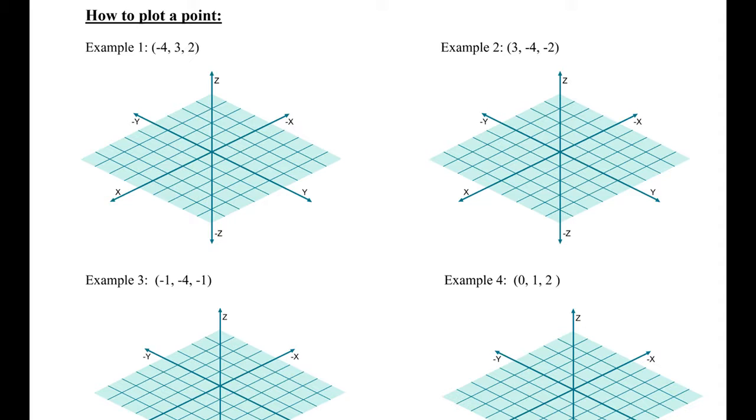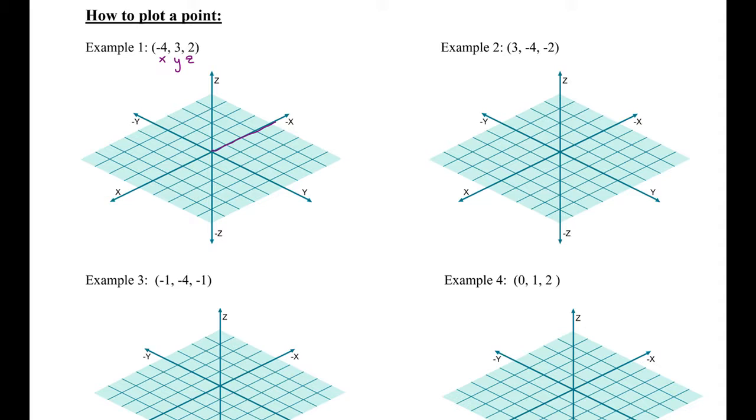So the first thing to notice is that there are three axes. I have an x-axis, a y-axis, and a z-axis. We also have a positive and a negative direction. So starting at 0, your ordered triple is x, y, z. So I'll start at 0, and I'm going to move 4 in a negative x direction because my x value is negative 4. So I'm going to move 1, 2, 3, 4 spaces along my negative x-axis.